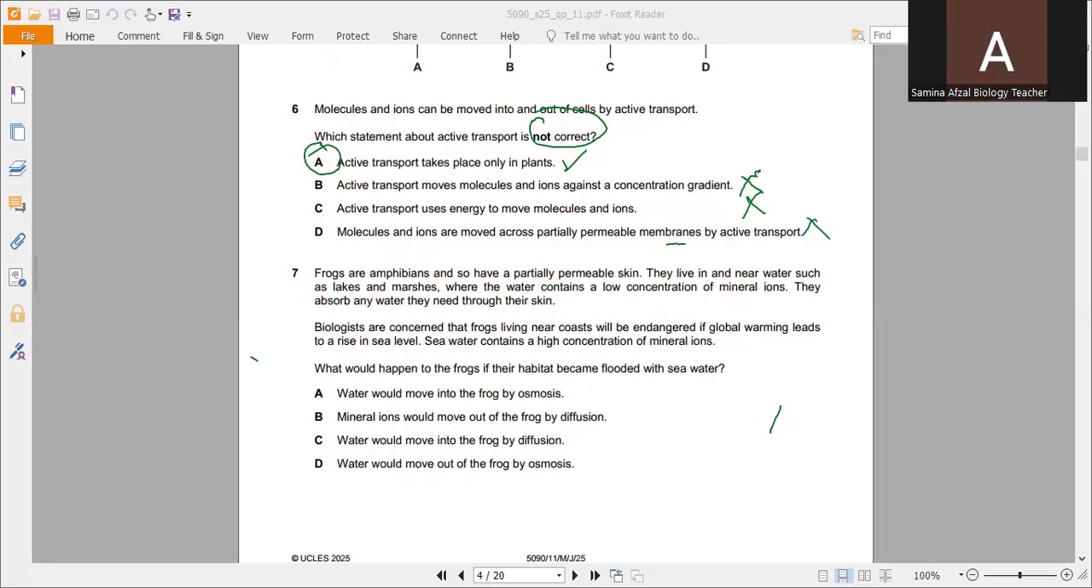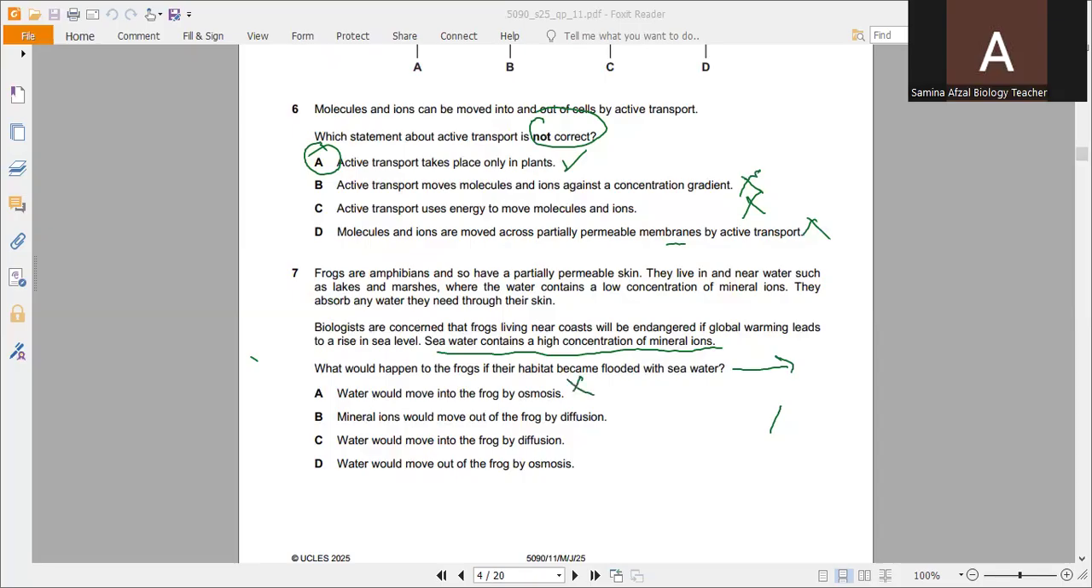Seawater contains a high concentration of mineral ions, so less water potential will be there. So what will happen to the frogs if their habitat became flooded with seawater? Their body water will move out. The water will always move from higher water potential towards lower water potential. So the seawater will have less water potential as compared to their body. So statement A is not the correct option.